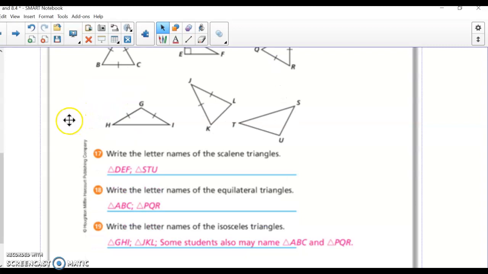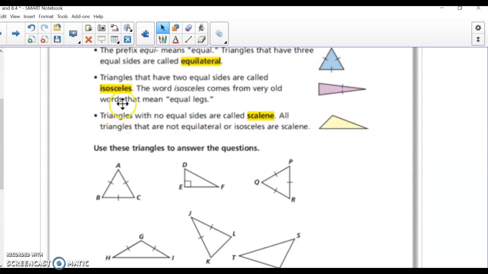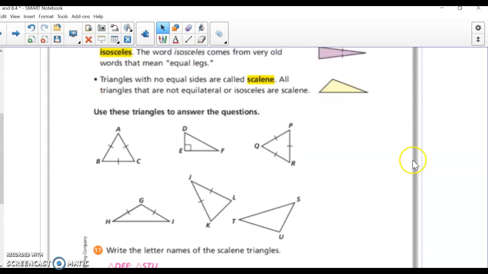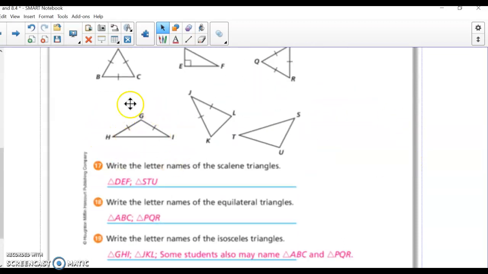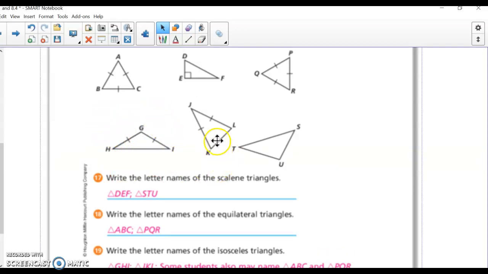And then for the last one, isosceles, this is kind of a tricky one. So the answer we're looking for is GHI, because if you go to the top, isosceles means 2 sides are equal. So this is isosceles because it has the left and the right side equal. And then our other one is right next to it, JKL, right? The left and the right are equal again, and the third side is not the same as the other 2.